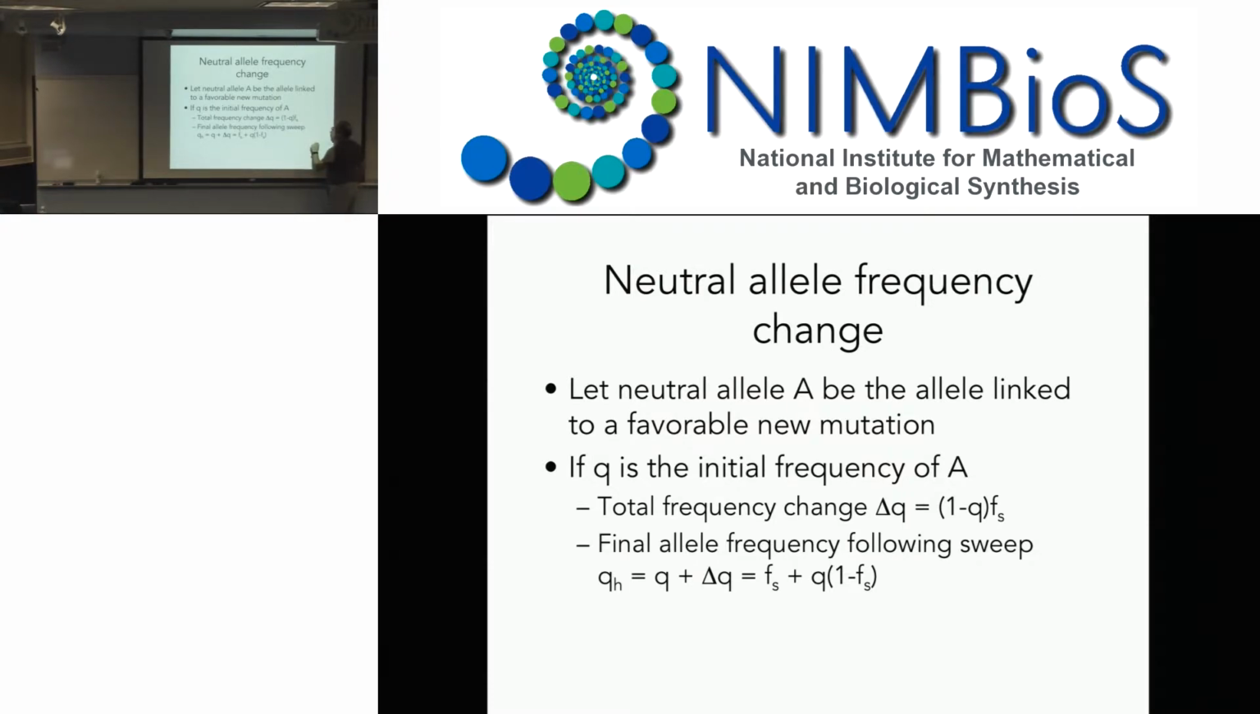So if f of s is 1, it means it's completely dragged along, and you go from a frequency of Q to a frequency of 1. So what you see here is the impact of the sweep comes in this term, and again, that's a function of the ratio of recombination divided by selection. So what's the final allele frequency following the shift? Well, if f of s is 1, its frequency is 1. If f is less than 1, it becomes less than that. So a partial sweep will shift the allele frequency, but f of s here will be less than 1.